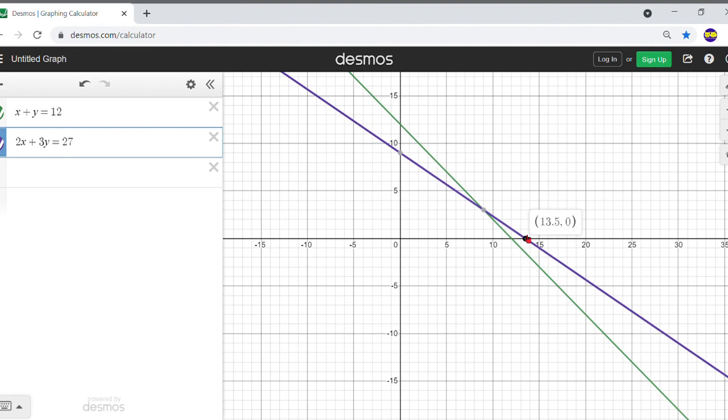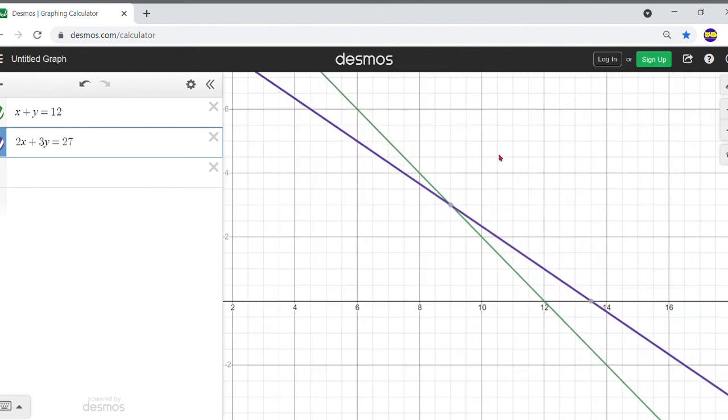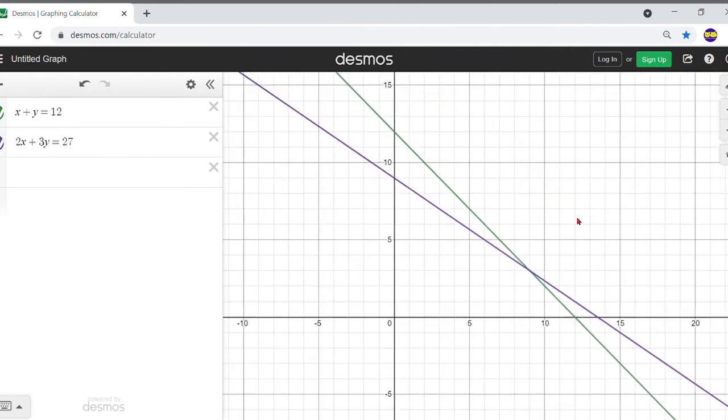There's our x, and there's our y. And they also have the point of intersection with the other line, 9, 3. This is very straightforward. And that is our answer. And I can hear some of you saying, why didn't I do this to begin with? It's so easy. Yes, it is.